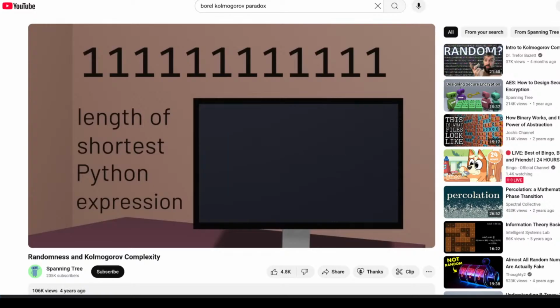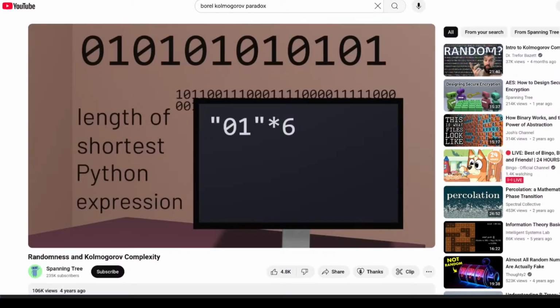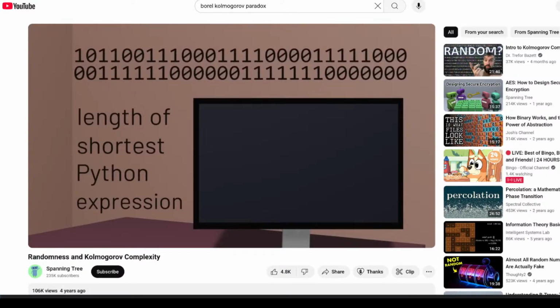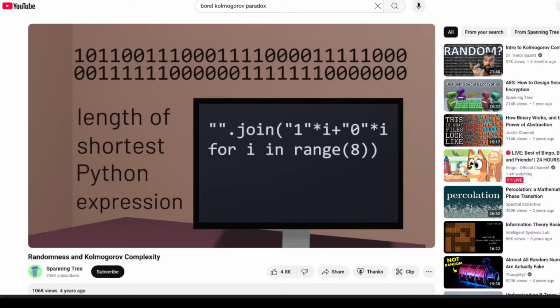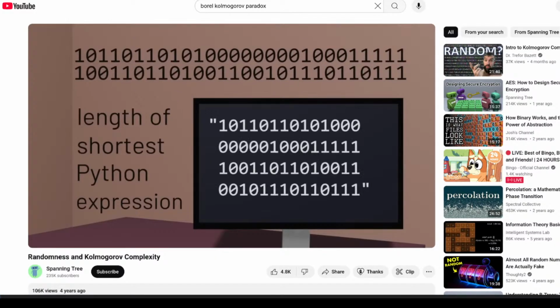With all ones, the description is pretty short. We can just multiply the string 1 by some number. Alternating zeros and ones isn't much harder. Even something more complex, like our sequences of consecutive zeros and ones that grow in length after each iteration, can be described pretty succinctly in Python. But a sequence that appears more random? Again, it's hard to come up with a shorter description other than just writing down the sequence itself.